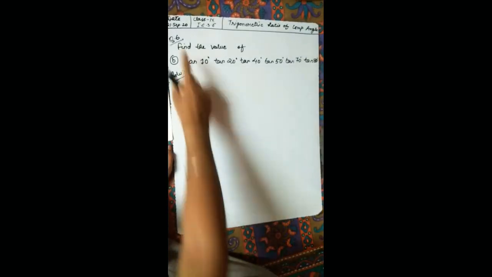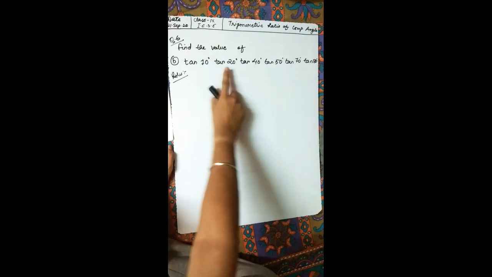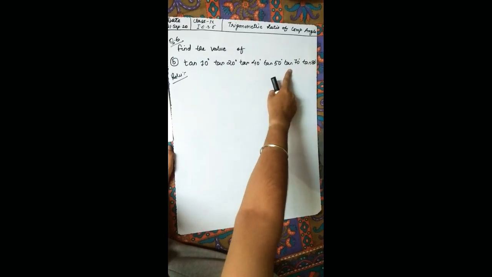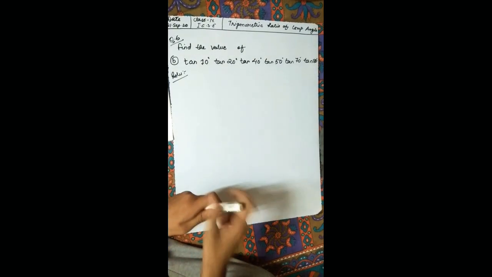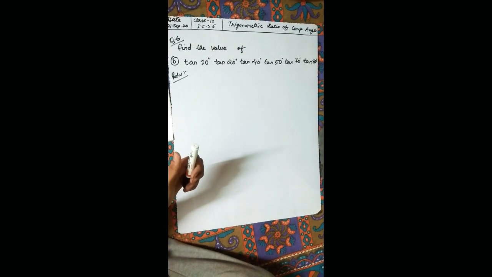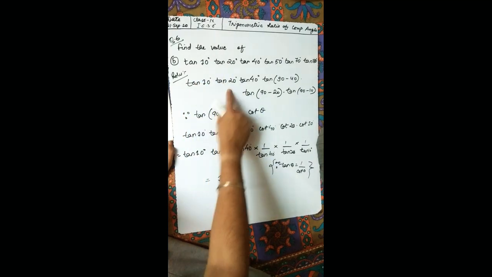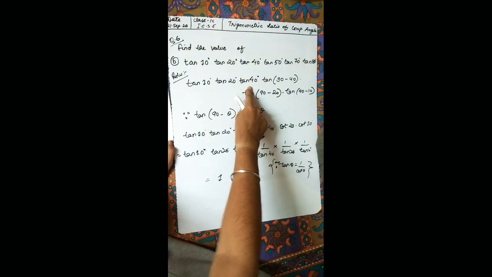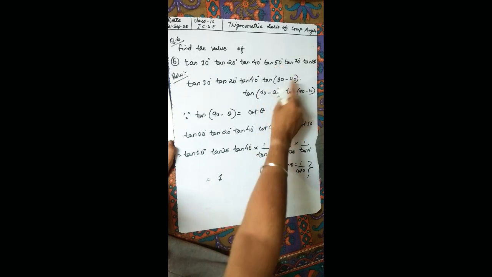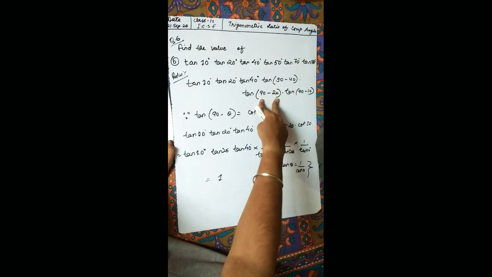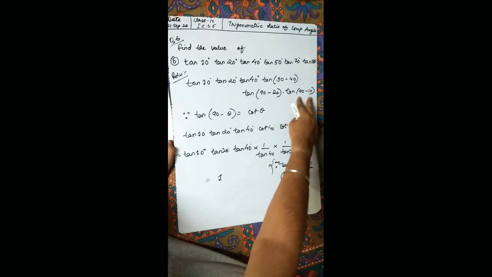And the question is, find the value of tan 10 degree, tan 20 degree, tan 40 degree, tan 50 degree, tan 70 degree and tan 80 degree. Okay, let us do this. So how can we do? See, first of all, tan 10 degree, tan 20, tan 40 degree as it is I am writing. And then this tan 50, can this 50 be written as 90 minus 40? So it will be 90 minus 40. This 70 is 90 minus 20 and tan 80 can be written as 90 minus 10.